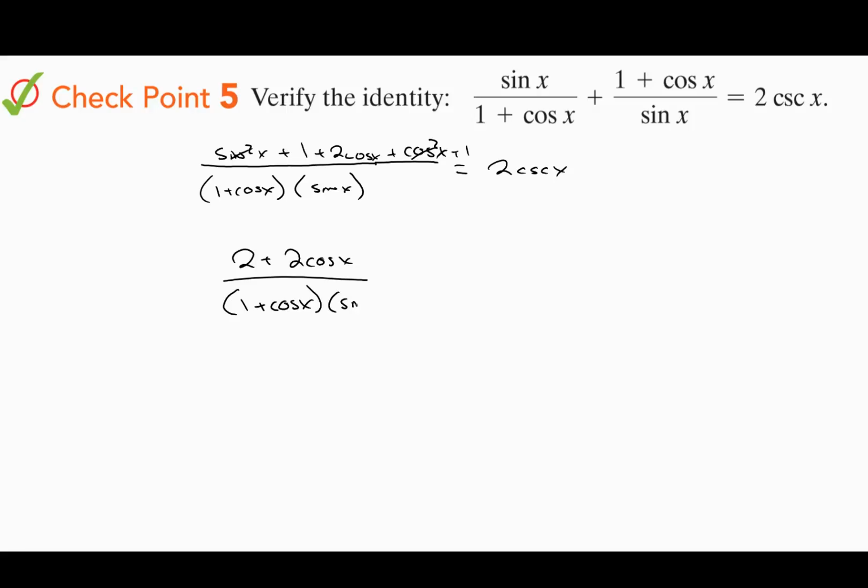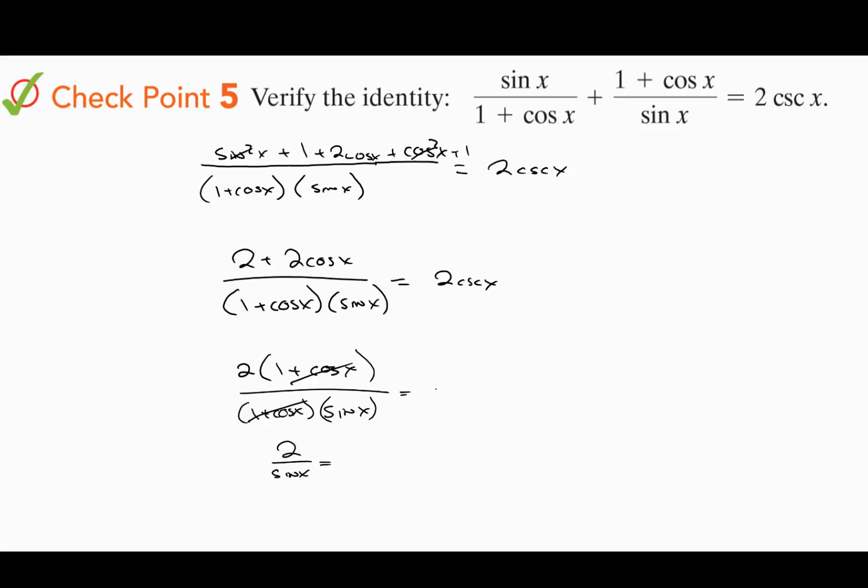times the sine. And that's equal to 2 cosecant. Okay, factor out the 2, and you get 1 plus the cosine. This is fun. Over 1 plus the cosine times the sine. Cancel, cancel. So now we have 2 over the sine of x is equal to, right? We didn't lose my right-hand side here.